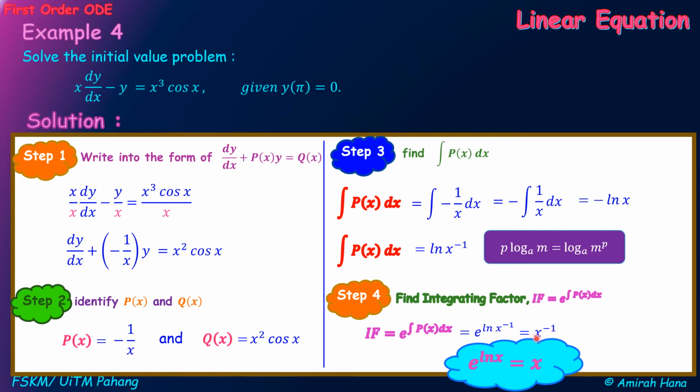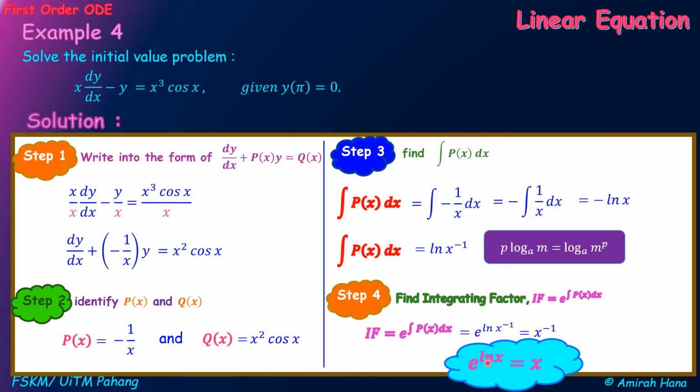Why do we get this? From this formula, when we have e to the power of ln x, we can simplify it to x. You can check using your calculator. If you calculate e to the power of ln 2, you will get the answer 2. If you calculate e to the power of ln 3, you will get 3.